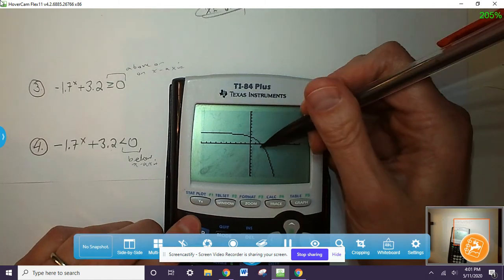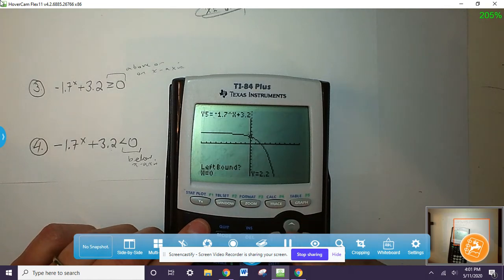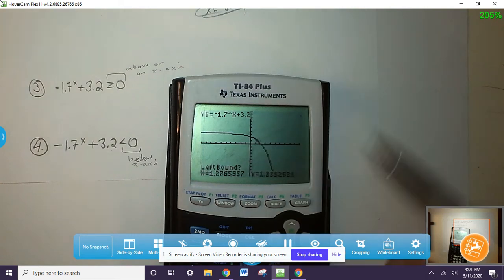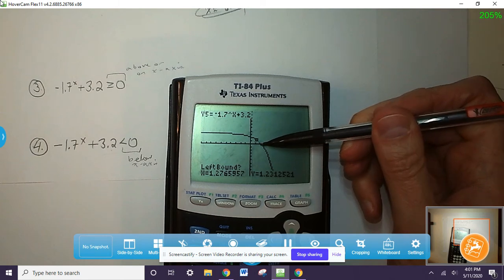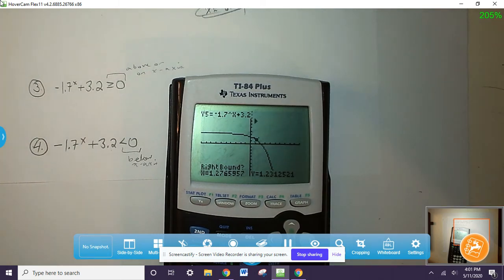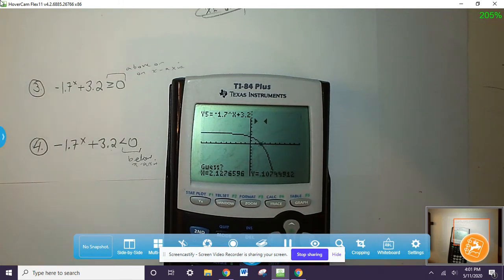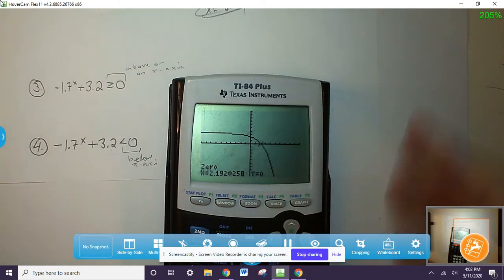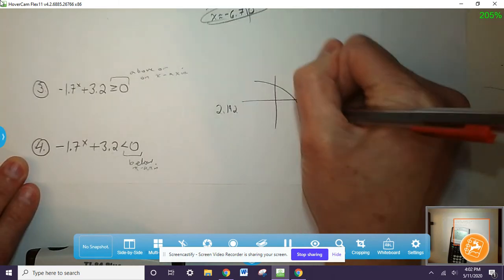So to find that point, we're going to do second trace 0. That's how you find an x-intercept. And we need to be to the left, to the right, and then take a guess. Now, when it says left bound, remember, you don't want to think above or below. You want to think of left or right. So right now, I'm to the left of the x-intercept. And now I go to the right. You don't have to be exactly where I am, but make sure you're to the right of the x-intercept, and then take your guess. So the x-intercept here is about 2.192. That's where the graph has an x-intercept.